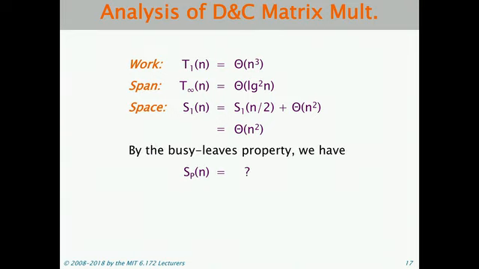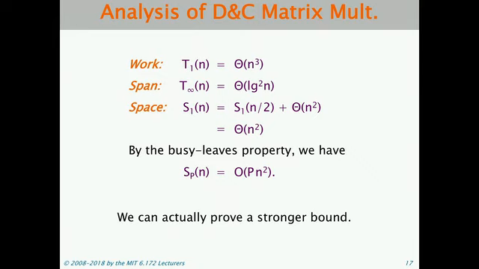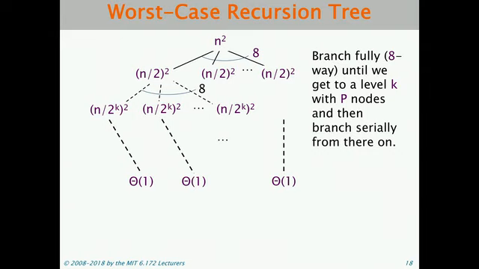And therefore, by using the busy-leaves property and the theorem for the space bound, this tells us that on P processors, the space is going to be bounded by P times n squared. And this is actually pretty good, since we have a bound on this. It turns out that we can actually prove a stronger bound for this particular example. And I'll walk you through how we can prove this stronger bound here. So order P times n squared is already pretty good, but we can actually do better if we look internally at how this algorithm is structured.